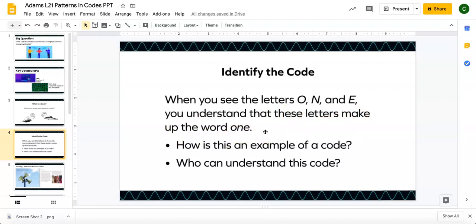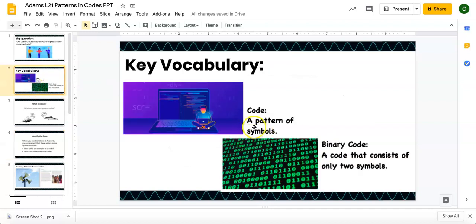When we were younger, we learned how to read, we learned to put letters together, we learned to put sounds together. Well, those letters are helping us create these patterns, and these patterns are helping us understand words and be able to read the words in English language. So how is this an example of a code? Well, let's go back to our definition of code. A code is a pattern of symbols.